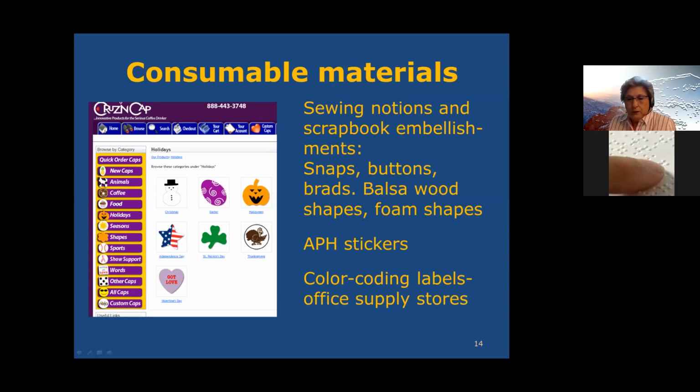Snaps, things that you find on clothes, snaps, buttons, brads, balsa wood shapes, foam shapes. APH has a ton of stickers that have numbers and letters and point symbols and shapes. They have all kinds of stickers that you can use for very quick production for younger kids.